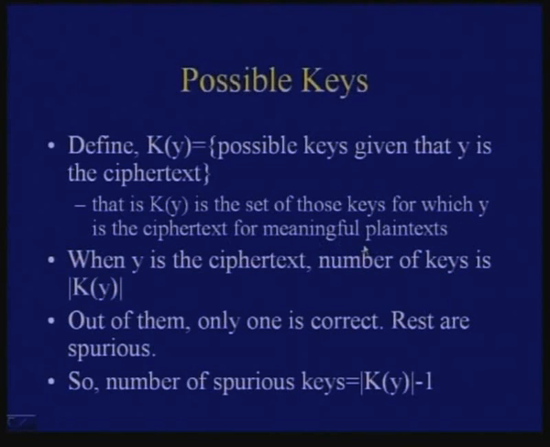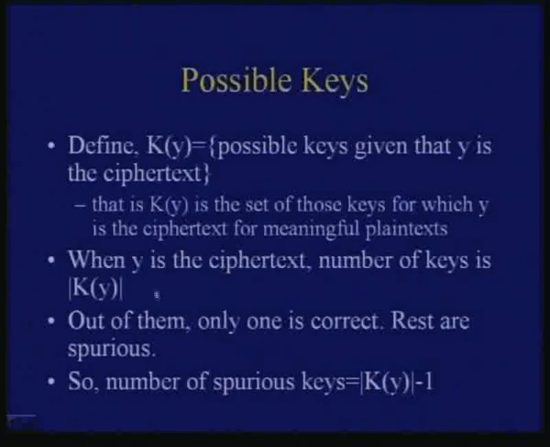As I told you, a cryptanalyst, or an attacker, takes the ciphertext, assumes a value of key, and finds out or registers those keys for which the plaintext is meaningful, and that is denoted by the set Ky. So, the Ky set holds those keys for which the corresponding plaintext is meaningful. Out of these keys, how many are spurious keys? Cardinality of Ky minus 1, because only one key is the actual key, and the rest are spurious.